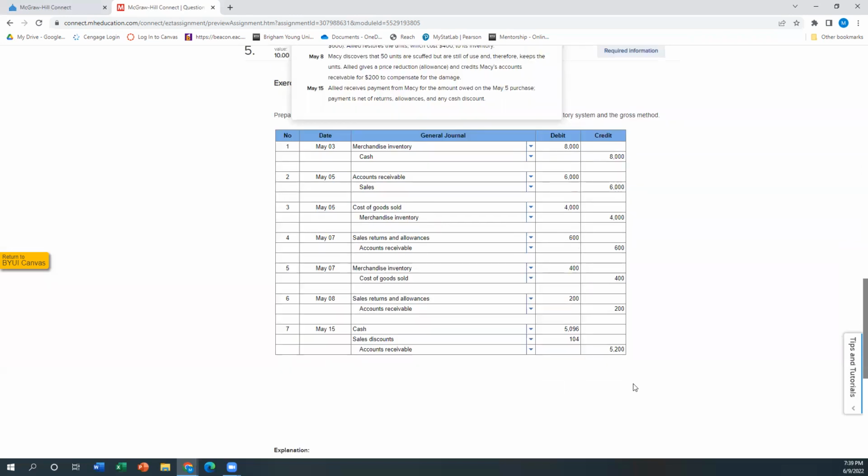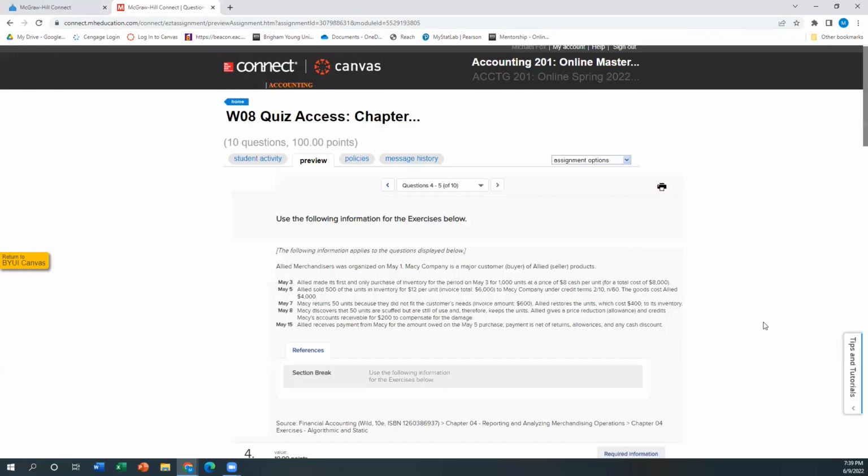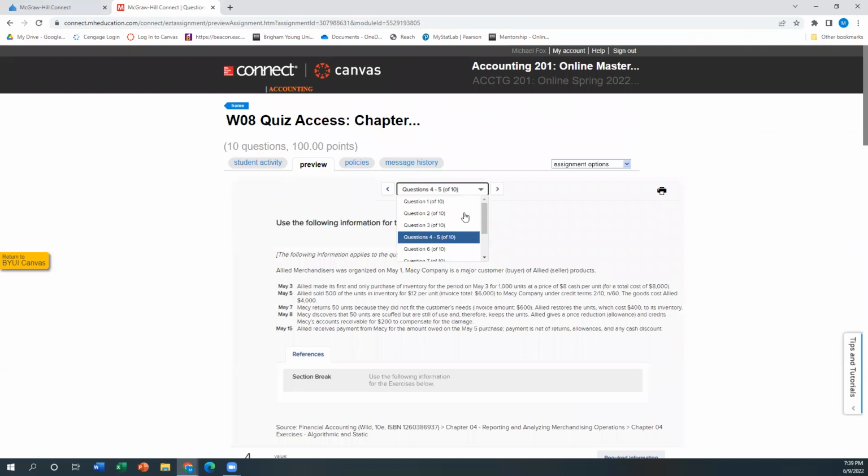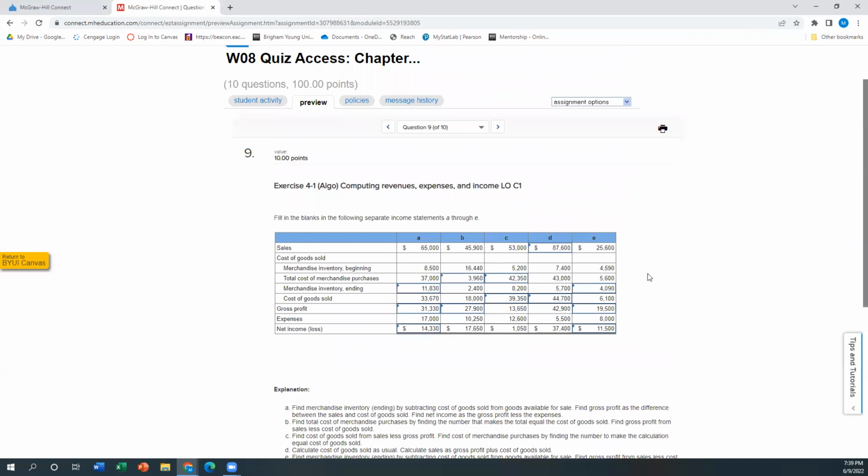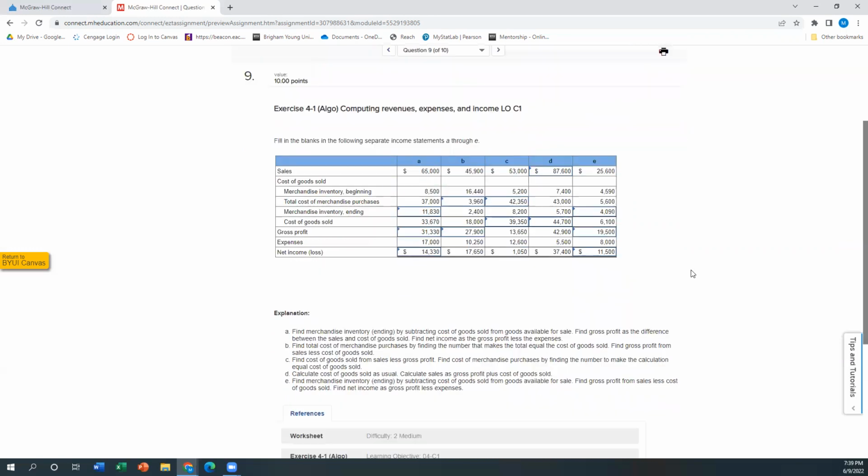All right, so there you go. There is number 5. I hope that was helpful. So let's take a look also at numbers 9 and number 10. Those are the other two that some people had asked about. All right, so on number 9, it's giving us a bunch of income statement information and then asking us to fill in the blanks. And so really what they're trying to do is get us to recognize the interrelationship between each of these.